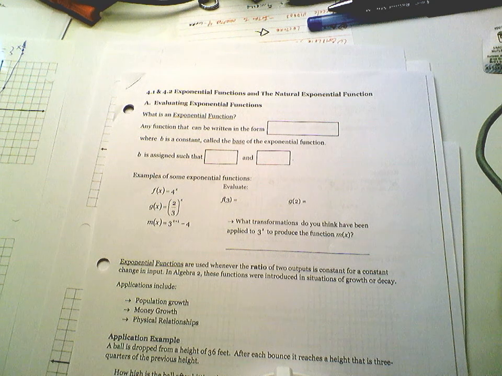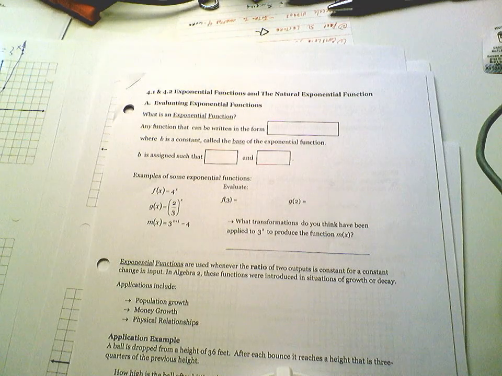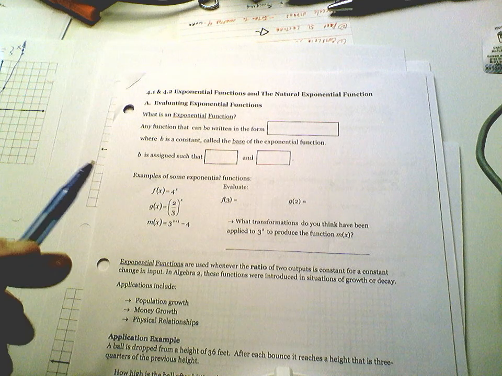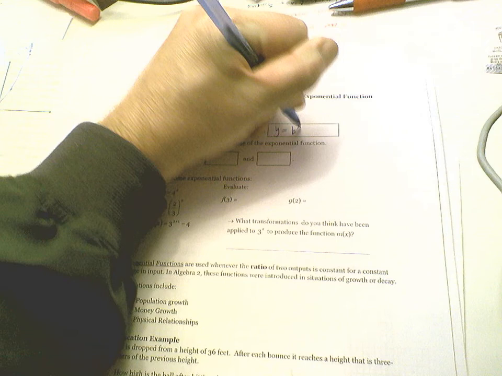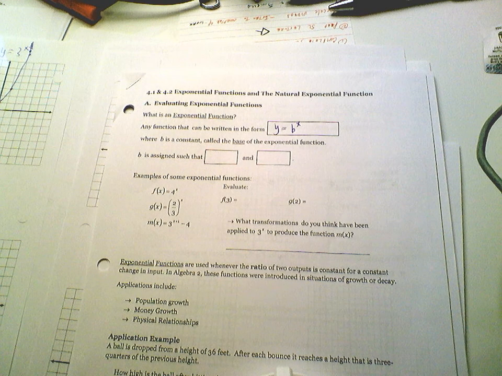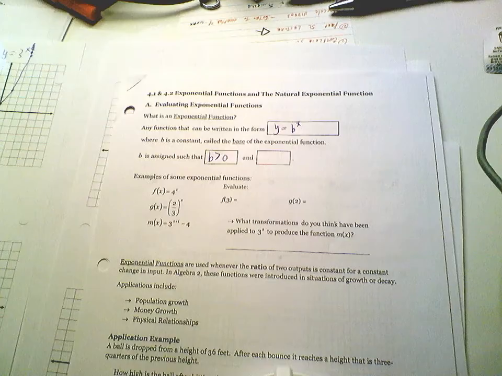Exponential functions and the natural exponential function e to the x. We're going to work with any exponential function, or things of the form y equals b to the power x, with a couple extra conditions. Number one, b is always greater than 0, and we're not going to make b equal to 1. b greater than 0, b not equal to 1.